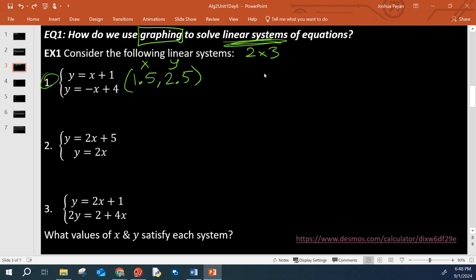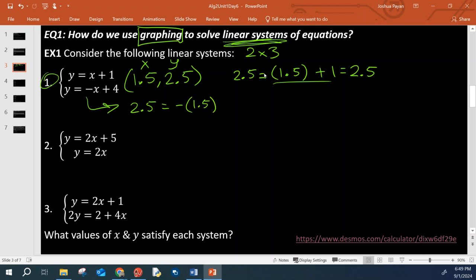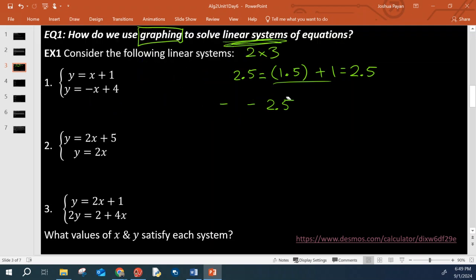Now, what that means is whenever x is 1.5, y is 2.5, and that's true for both of these. If I take the first equation, for example, y is 2.5 equals x, 1.5 plus 1. Well, I can see plain as day that that's going to be true. If I try it on this second equation, I again have 2.5 is equal to negative x plus 4. And again, I know that this is going to add up to 2.5 as well. So it satisfies both of those. So those are values of x and y where both of those functions, quote unquote, agree with one another.